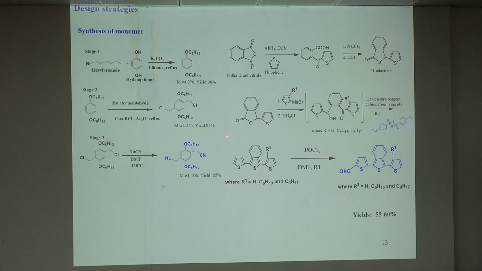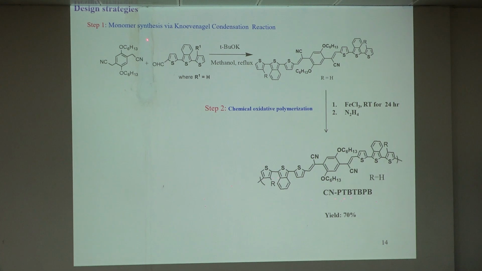Once we synthesize two compounds, we condense these two compounds to form a monomer. So the next step is to form a monomer by a Knoevenagel condensation reaction. Adding these two reactions, we can get a condensation product, okay, the monomer. This monomer, on treatment with ferric chloride, we get a polymer formed. So we get a polymer with a yield of 70%. So this polymer is what we want to use as an electron donor molecule for making the solar cell.